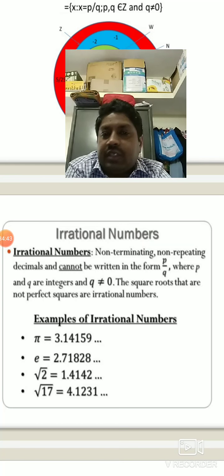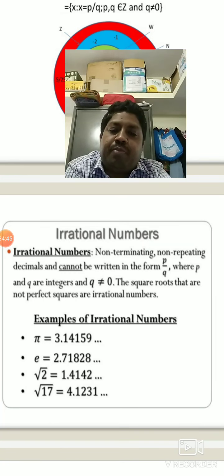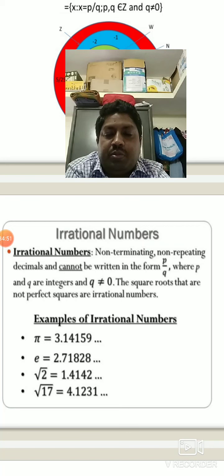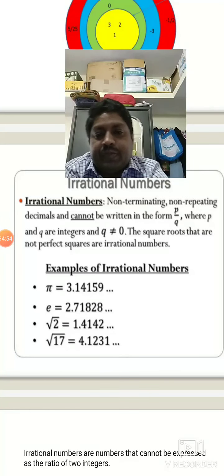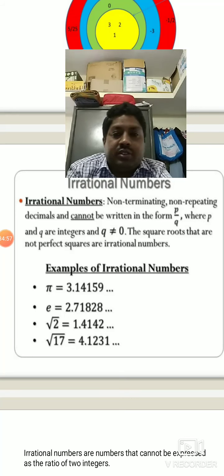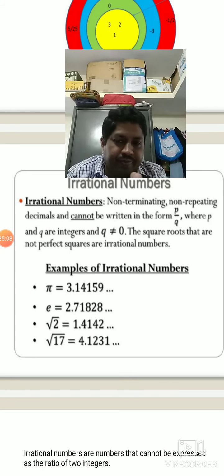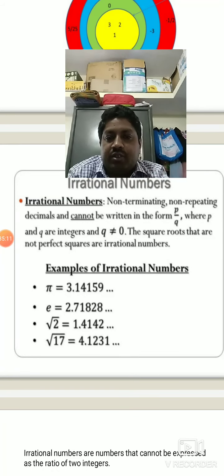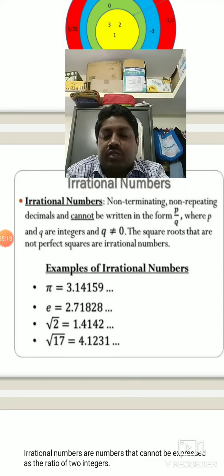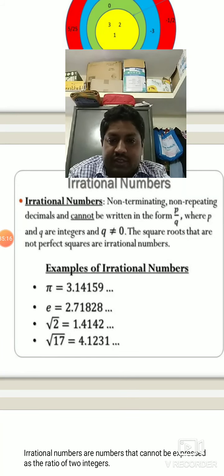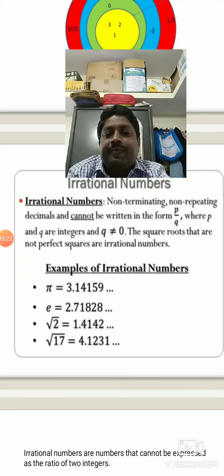See children, the examples of irrational numbers are given. Pi is equal to 3.14 and so on; you will use pi in geometry. Then e, the Euler constant, which you will learn about later, is 2.718 and so on. The dot indicates it will continue, non-terminating. You can see the digits are also non-repeating, so it is non-terminating and non-repeating. The value of root 2 is 1.4142 and so on. The value of root 7 is 2 point something and so on. These are examples of irrational numbers.